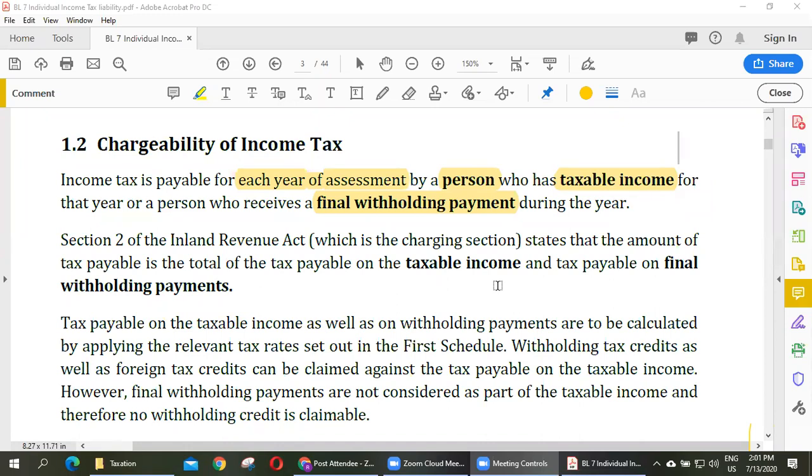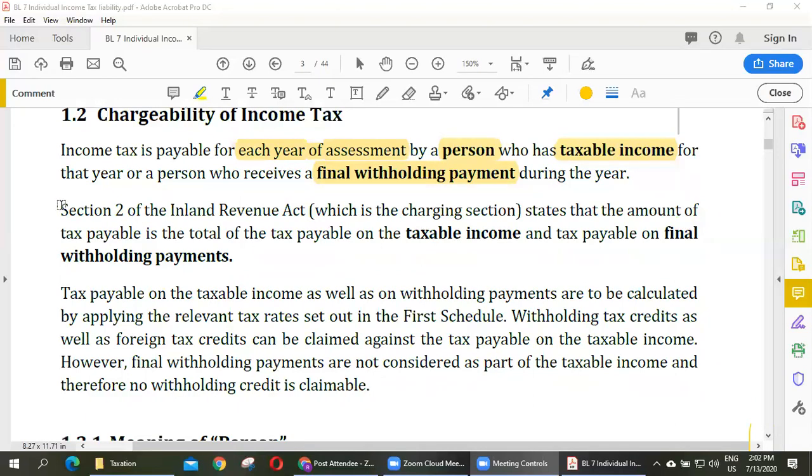The government officers, the income tax department officers, collect tax on taxable income for the year, or from a person who receives a final withholding payment during the year. We will discuss in detail what final withholding payment means. Section 2, right? It's important. Take Section 2 of the Inland Revenue Act.